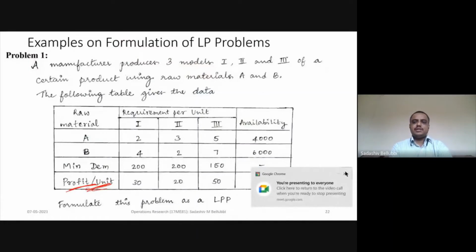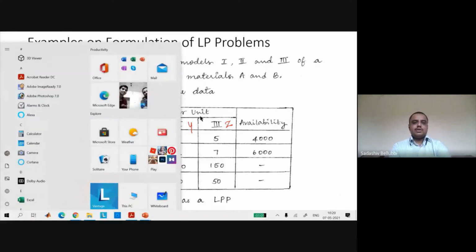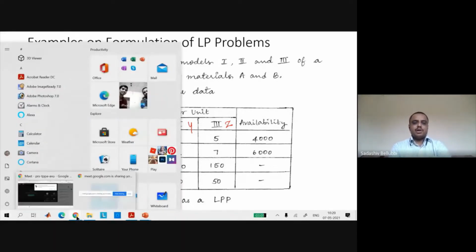Here they are given the model numbers 1, 2, and 3. So for that, I'll decide the variables as model number 1 as x, 2 as y, and 3 as z. So x, y, z. And it's not compulsory that you need to take x, y, z. You can even take x1, x2, x3 also.